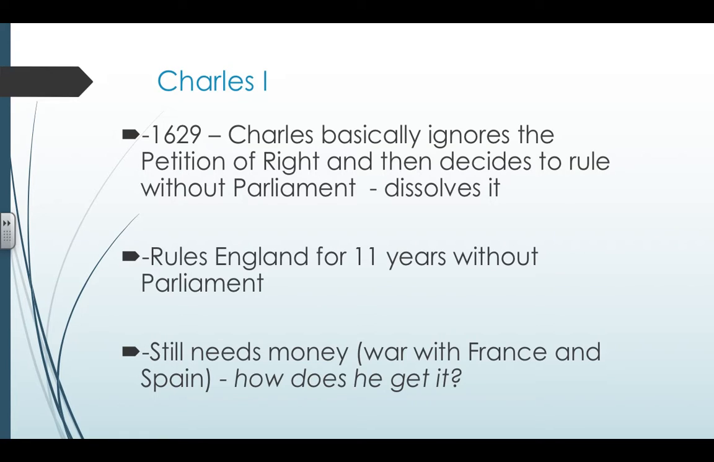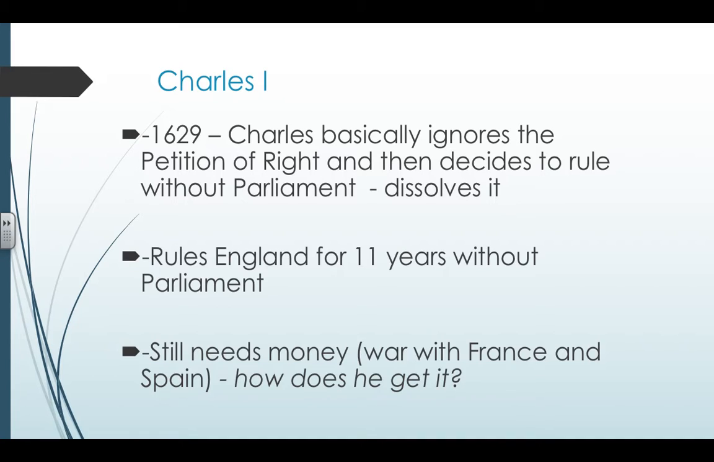Again, he believes that he is a divine monarch. He doesn't have to answer to anybody, especially Parliament. So even though he signed the Petition of Right, doesn't mean he actually has to use it. So pretty much after he signs the Petition of Right, he ignores it. Then he decides he doesn't need Parliament at all anymore, and he dissolves Parliament. He will now rule England for 11 years without a Parliament.